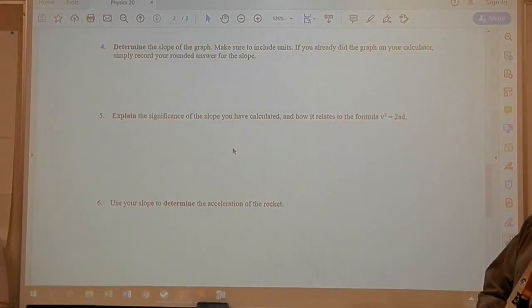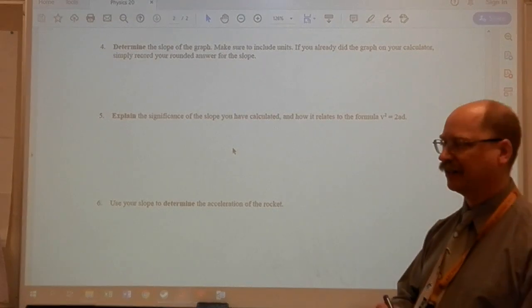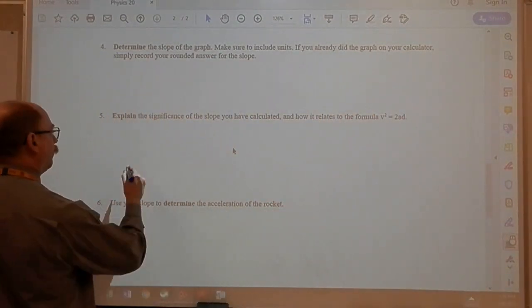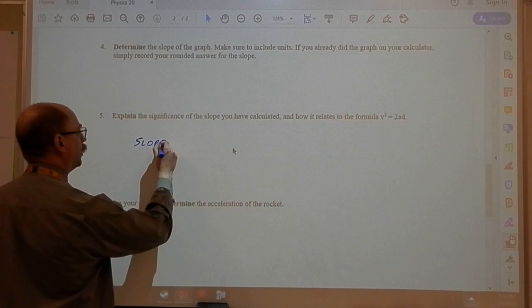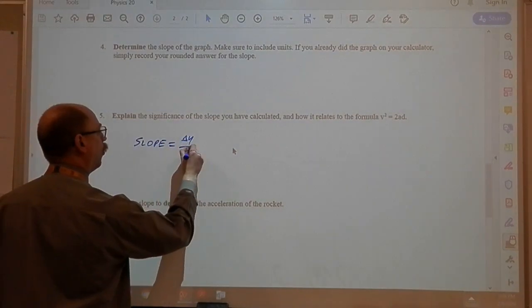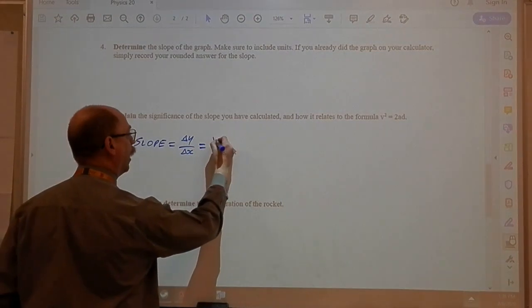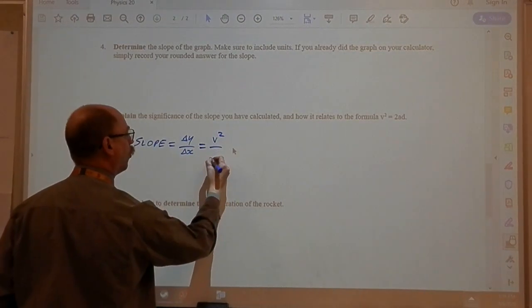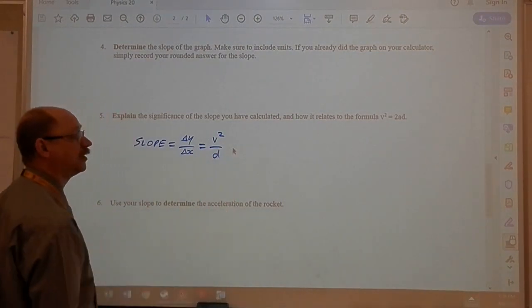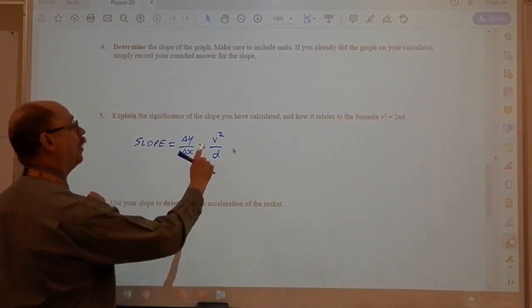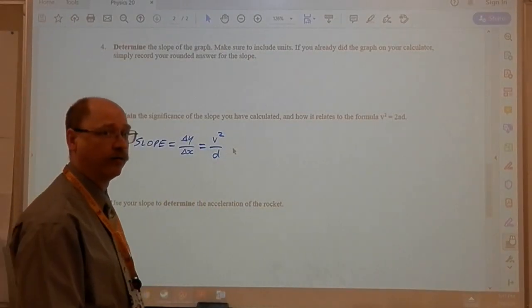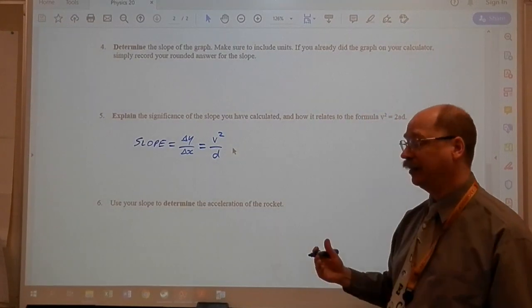The next question says, explain the significance of the slope. Well, slopes are always y over x. And for this particular graph, my y-axis is v squared and my x-axis is d. My slope is v squared over d. That's what it really means.